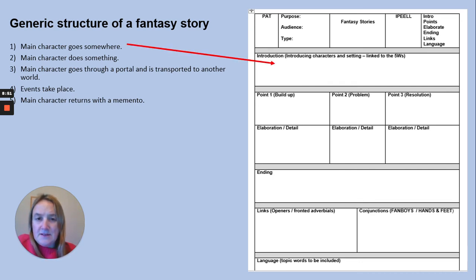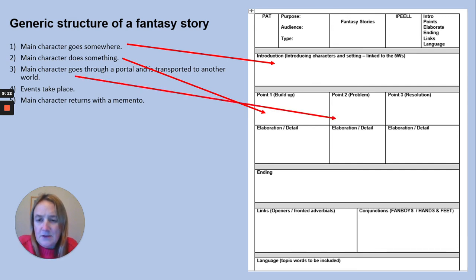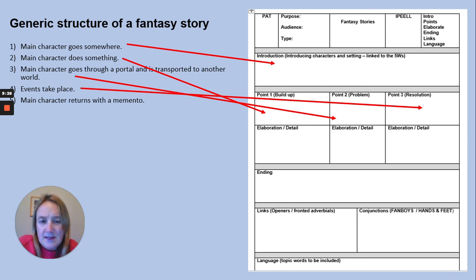So the main character goes somewhere could be in that introduction, because you're starting to set the scene, just like when Leon and his friends or his brother and sister went to the tent. Then the main character does something. That's starting to build up the story, so it would go into that point there. The main character goes through a portal and is transported to another world. That's the beginning of my problem, because something might happen there, or they might have to do something in order to return. Events taking place would go into point 3 with the resolution.